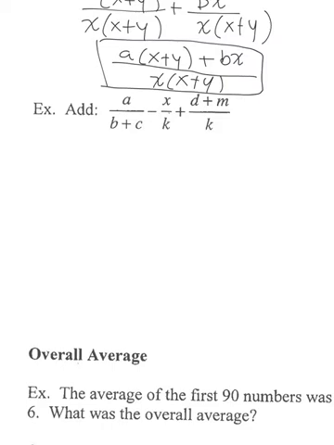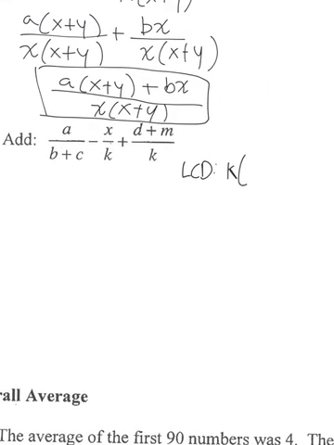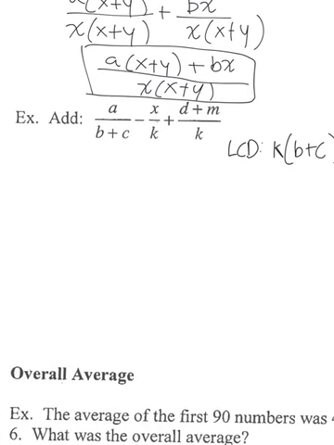And again, we're trying to find the LCM of these three. And because these are both k's, we're really going to be able to just use one of them when we find the LCD. And so our LCD is going to be k times the quantity b plus c. And so once again, we need to change all of these rational expressions so that they have this denominator. So that's going to involve multiplying them by what they need to be multiplied by, top and bottom.